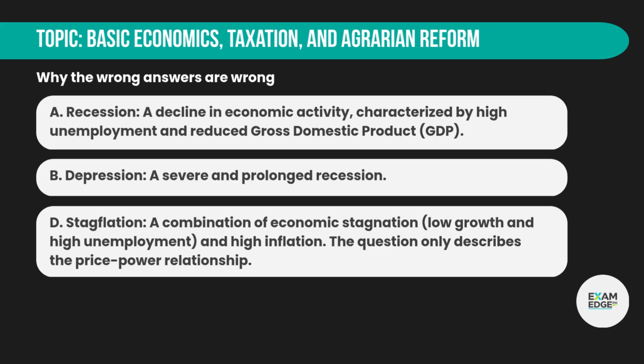Why the wrong answers are wrong? A. Recession. A decline in economic activity, characterized by high unemployment and reduced gross domestic product, GDP. B. Depression. A severe and prolonged recession. D. Stagflation. A combination of economic stagnation, low growth and high unemployment, and high inflation. The question only describes the price-power relationship.